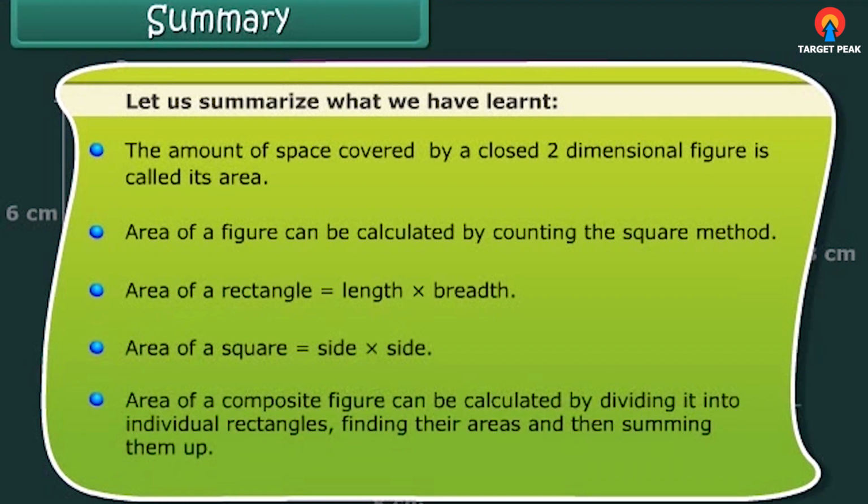Area of a composite figure can be calculated by dividing it into individual rectangles, finding their areas, and then summing them up.